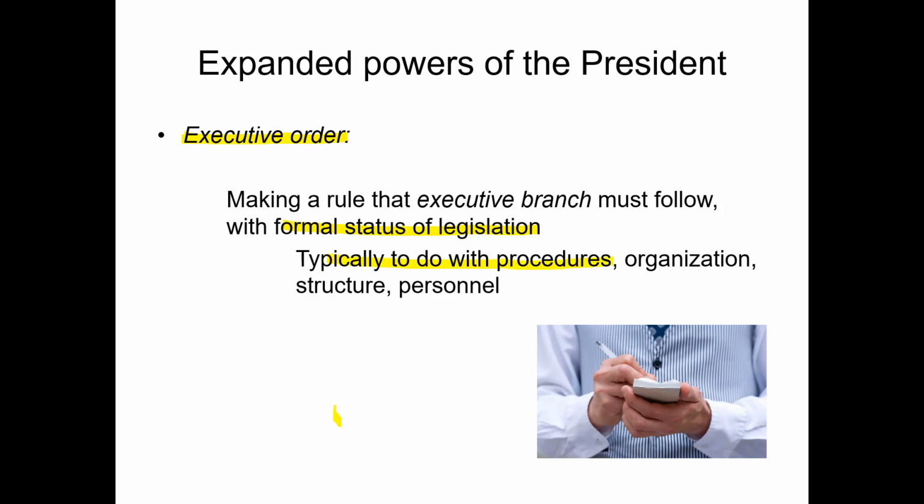So this typically has to do with procedures, the organizational structure, personnel. But like I said, because the executive branch is so large and deals with a large sector of the public, or can have very important ramifications for foreign countries, this gives the president yet more power through these executive orders. So these are three types of expanded powers that the president has been gaining over the past half century or more.